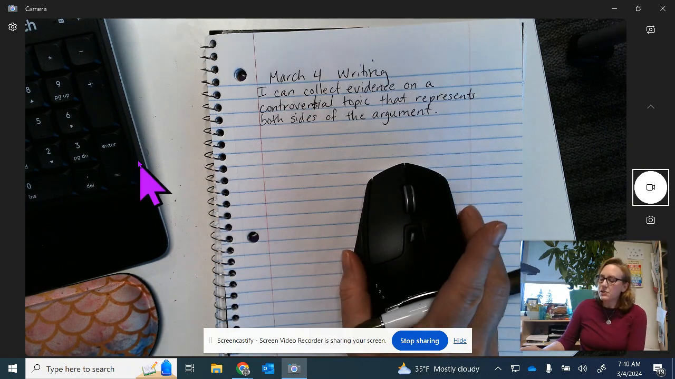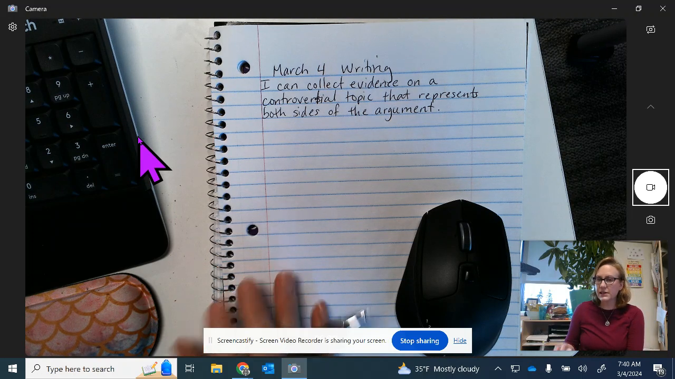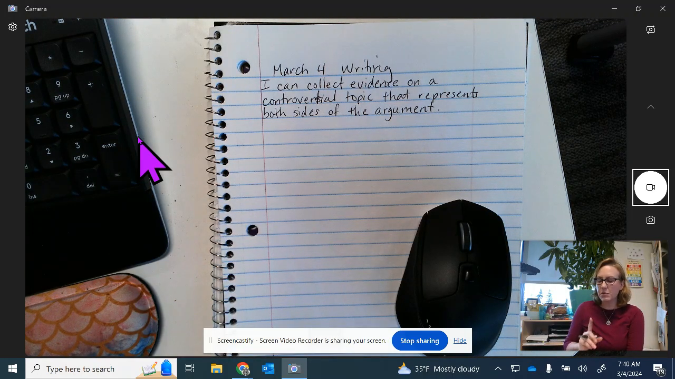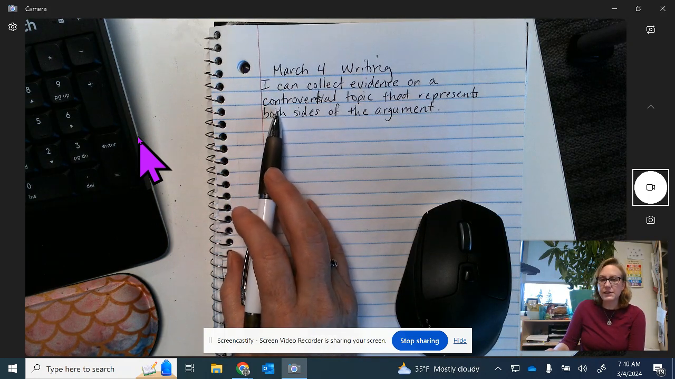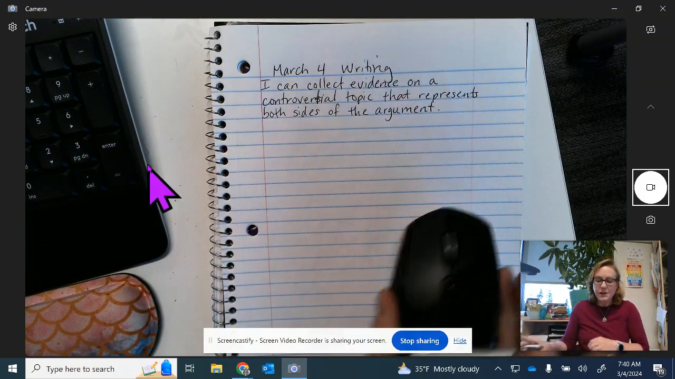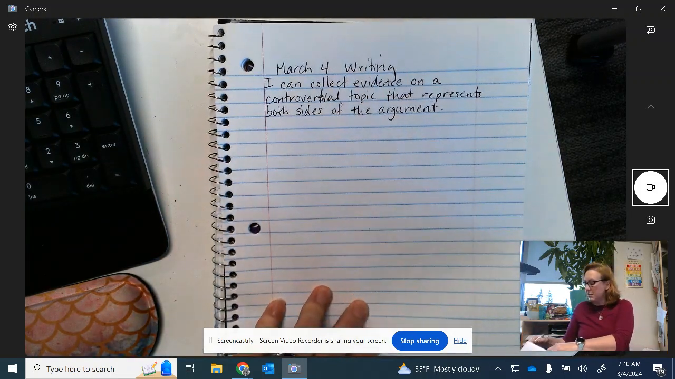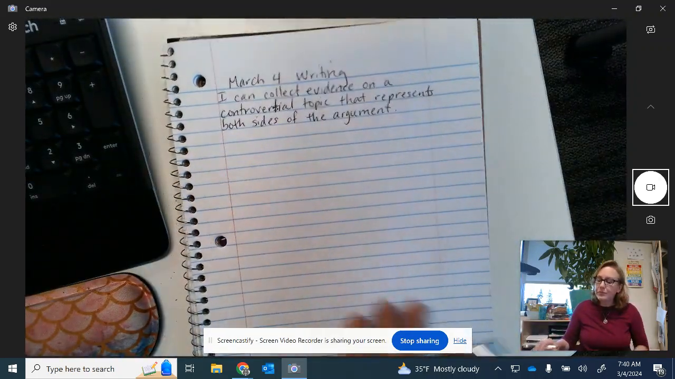Okay, so today for writing, you are going to work with a partner of your choice, unless the guest teacher has other ideas of what's needed in the moment. You are going to collect evidence on a controversial topic that represents both sides of an argument. So I am in my actual writing notebook, so you're going to need your writing notebook.